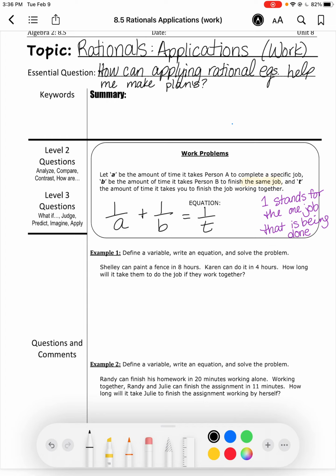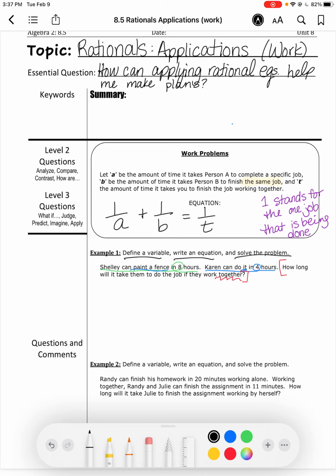Let's go on now. Example 1, define a variable, write an equation, and solve the problem. 3 parts. So, Shelley can paint a fence in 8 hours. Karen can do it in 4 hours. Notice, paint a fence and it. We're talking about the same job here. So how long will it take them to do the job if they work together?